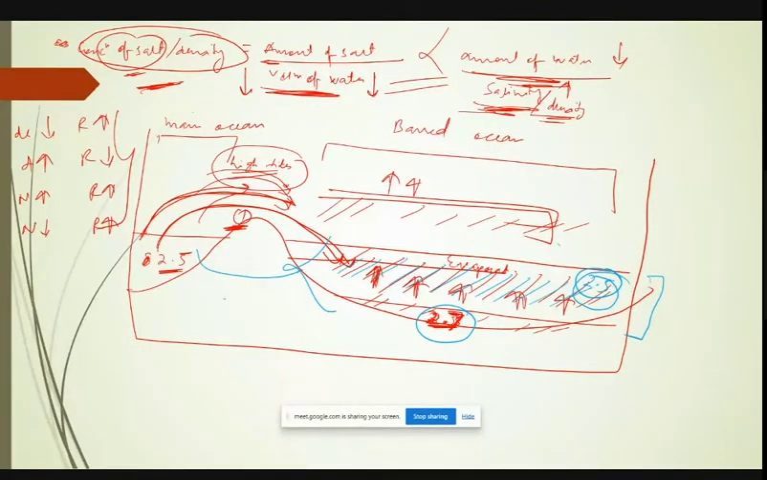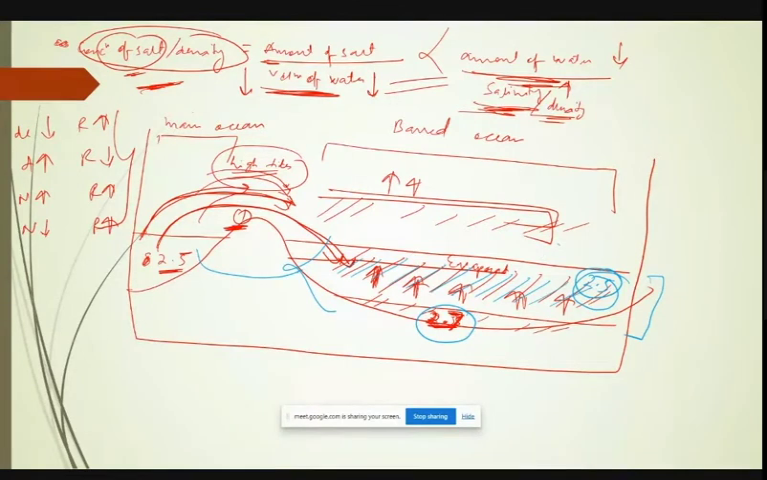Hello? Am I audible to you guys? Yes, sir. This part is clear? Like how layering is developing in the barrier ocean. How should I explain it once again? Hello? If it is clear, then you can say yes also, so that I can proceed. Yes, sir. Okay.